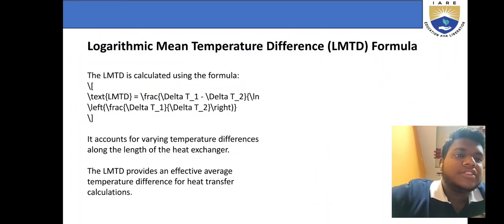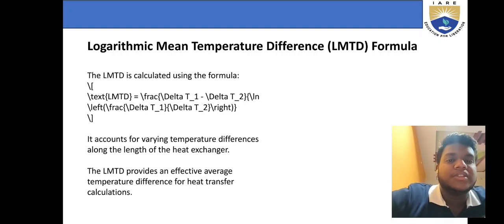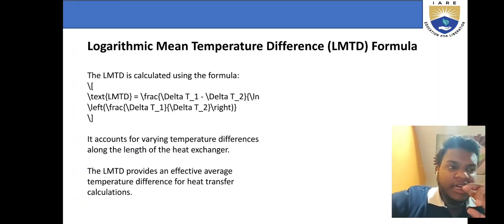Log mean temperature difference, LMTD, formula. The LMTD is calculated using the formula LMTD equals delta T1 minus delta T2, divided by the natural log of delta T1 over delta T2. It accounts for varying temperature difference along the length of the heat exchanger. The LMTD provides an effective average temperature difference for heat transfer calculations.